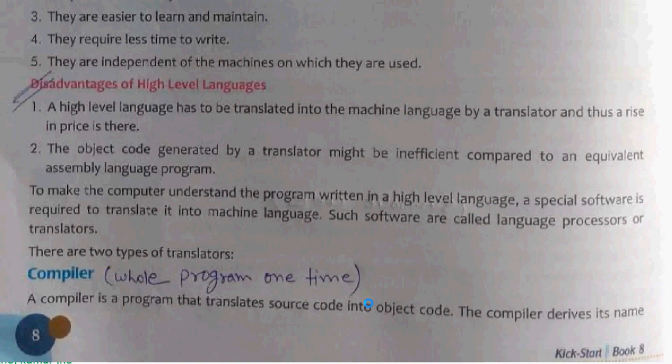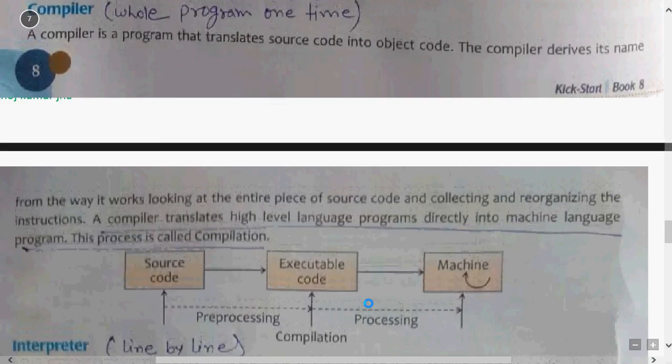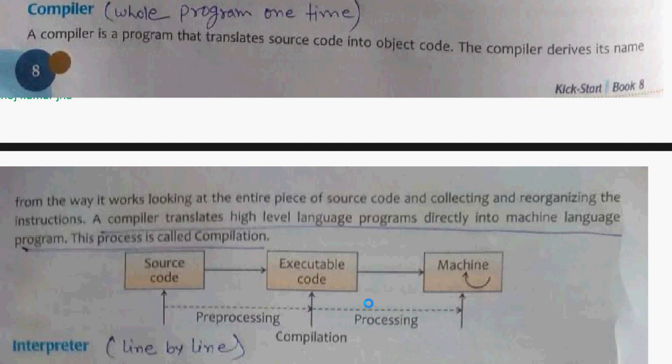Now the main point that we have to discuss, it will be the last point. There are two types of translator which translate the high level language program to the machine language. The first one is the compiler, and the second one is the interpreter. Both are similar, both translate the high level code, that is the source code, into machine executable code. But there are some differences between the compiler and interpreter.